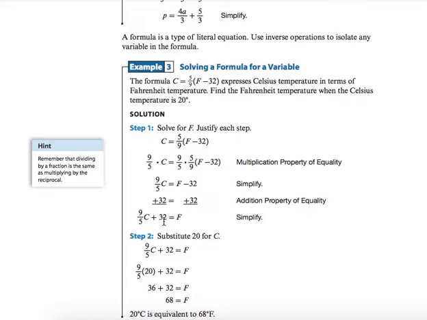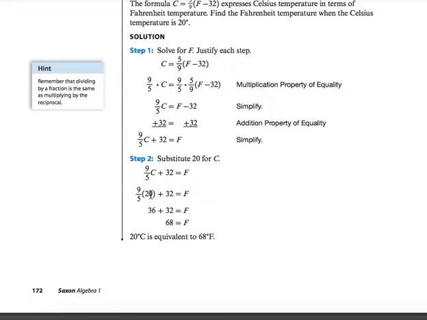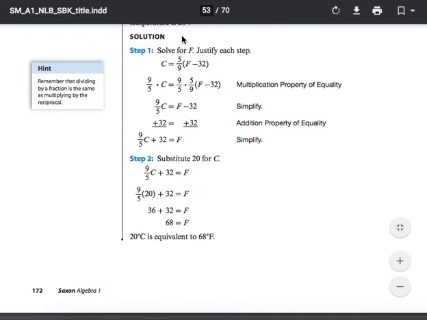Now it says, what is this? Find the Fahrenheit temperature when the Celsius temperature is 20 degrees. Well, you take that 20 and you plug it in for the C right here, and then you just simply substitute and solve that. So 9/5 times 20 is 36, plus 32 is 68 degrees. So if it's 20 degrees Celsius out, it's 68 degrees Fahrenheit.